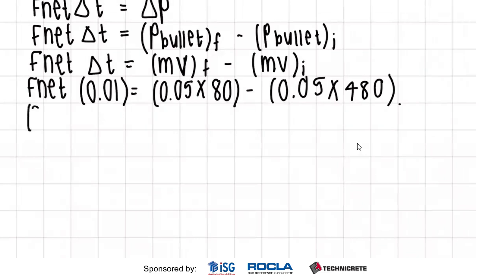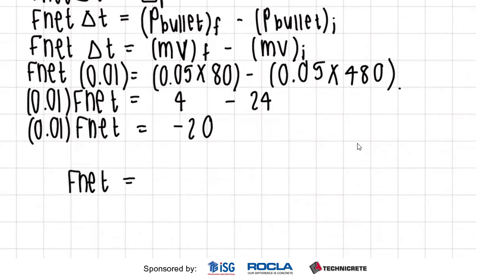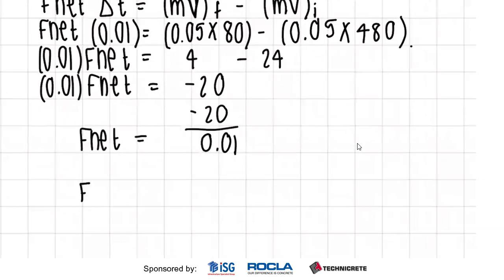Okay, now we can work this out. And we times this nicely. 0.05 times 80 is 4. And 0.05 times 480 is 24. And now we know that 0.01 times the F net is minus 20. So then F net is minus 20 over 0.01. And therefore the F net is negative 2000 newtons.